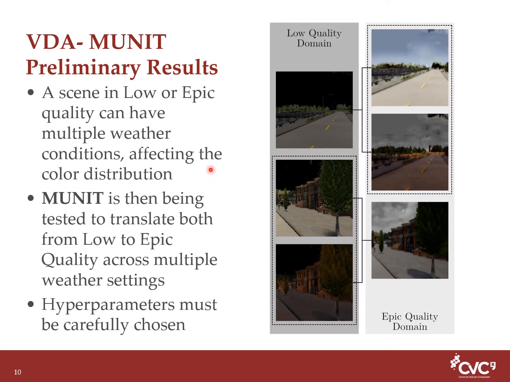To solve this, we look into MUNIT, which is multimodal unsupervised image-to-image translation. One scene in the low or epic domain can have different translations into the other. Like for example, this one, low, can have multiple equal scenes in epic setting. So some artifacts are still appearing in this translation, so we have to do a better selection of the hyperparameters.